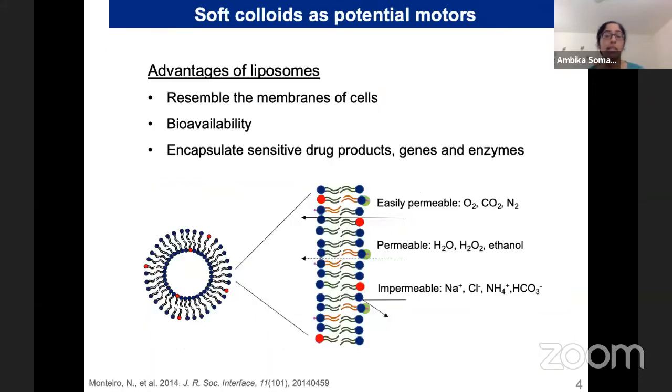More recently, the motors community has moved from inorganic motors such as gold platinum nanorods to soft colloids such as liposomes and polymerosomes. And this is because of the variety of advantages that they pose. Some of the advantages are that they are highly biocompatible, so they can serve as cargo delivery vehicles. And also because of their high resemblance to the membranes of natural cells, they can be artificial cell models to study a variety of things. It could be origin of life studies or how a virus infects a cell.